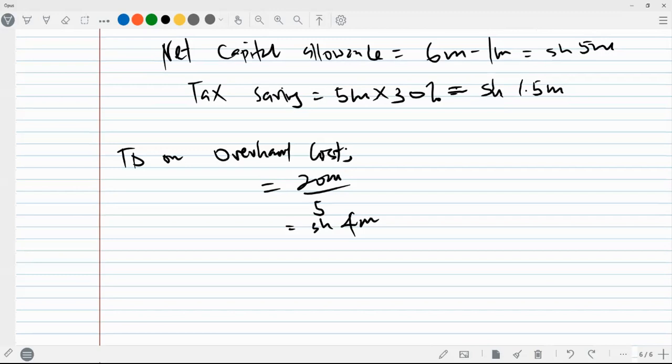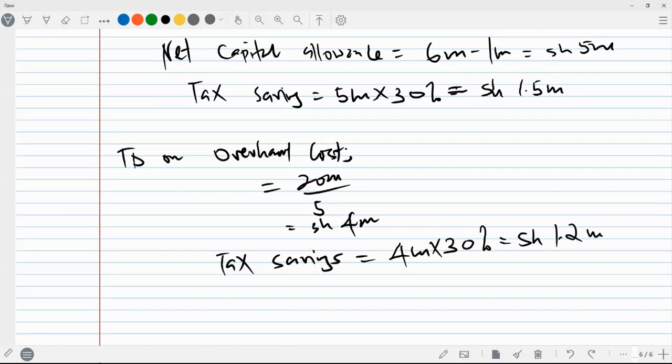Therefore, the tax saving because of this overhaul cost, to be earned from year 11 to year 15, will be equal to 4 million times 30%, which gives 1.2 million. So every year there will be a tax saving of 1.2 million because of the overhaul cost. Clear?